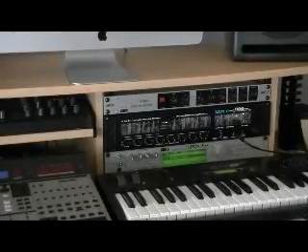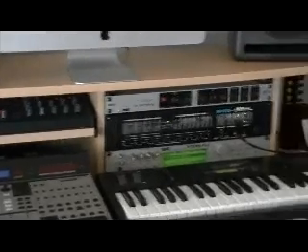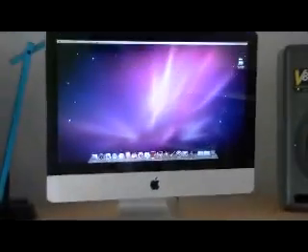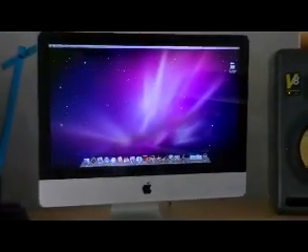So the very next thing I did was I just turned on Logic, just to see if it would even open up, and it did. It opened up fine without any problems. So then I shut down the computer and restarted.